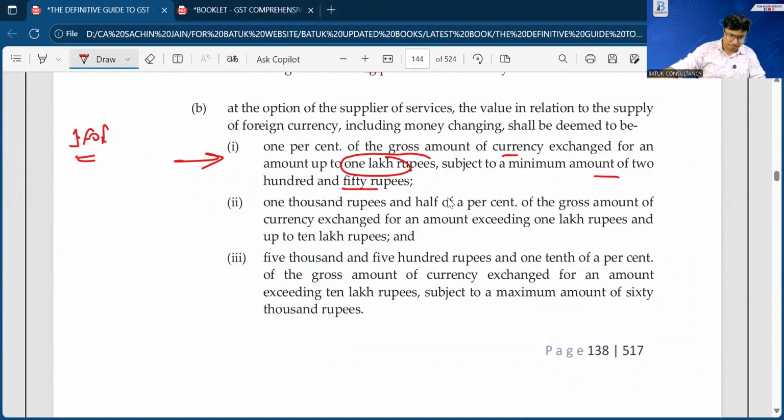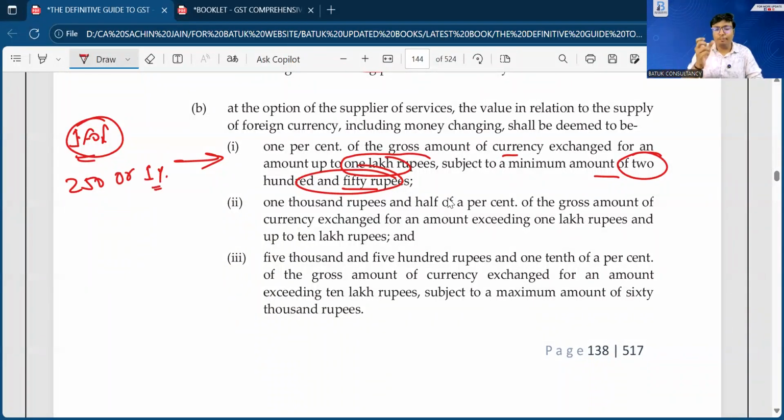So 1% of the gross amount which you are going to exchange will be treated as your value of supply. Now suppose someone comes and wants to convert 10,000 rupees into foreign currency, and that person has opted for that scheme. In that case, will only 100 rupees be the value of supply? No, the government has put a minimum cap, that is 250 rupees. So 250 rupees or 1% of the gross currency exchange, whichever is higher, will be treated as your value of supply.